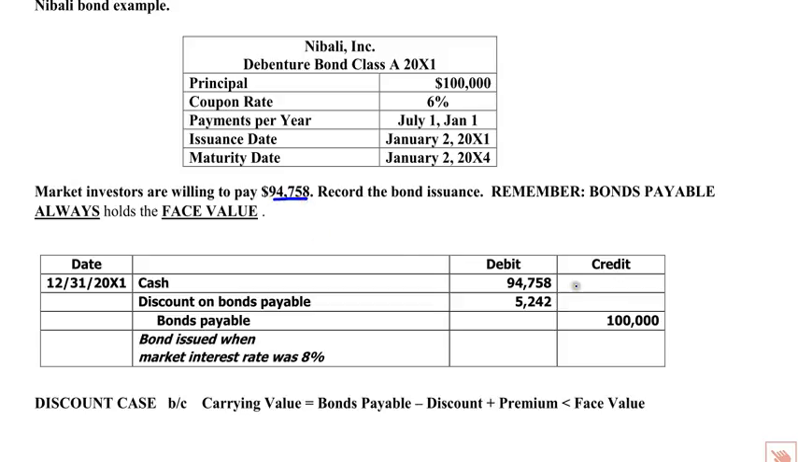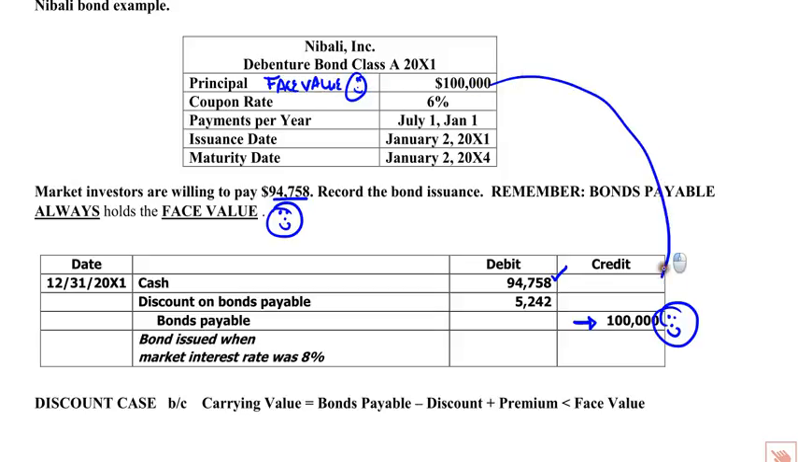94,758, we're issuing the bond to get cash, so we're receiving the cash. Bonds payable always holds the face value. Here it is, face value. Bonds payable, liability account, credit, the face value of 100,000. Principal, face value. Goes there. Keep it simple. You get your cash, credit your bonds payable.